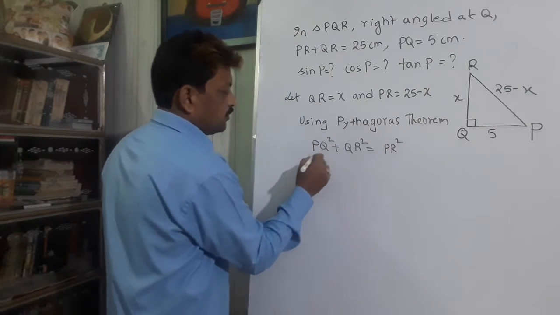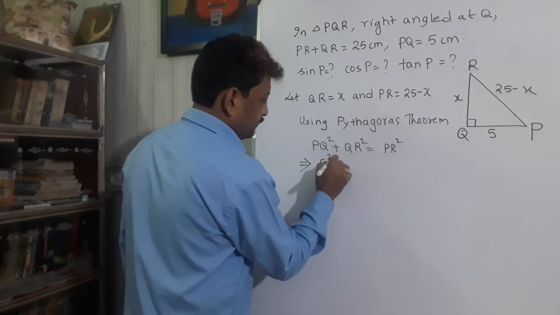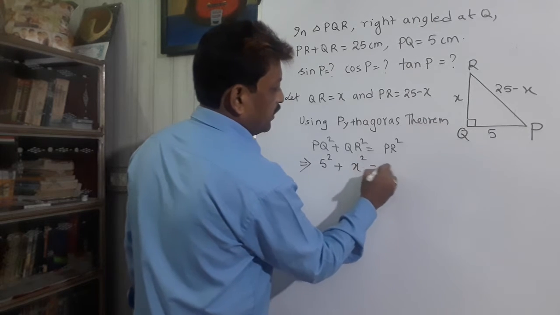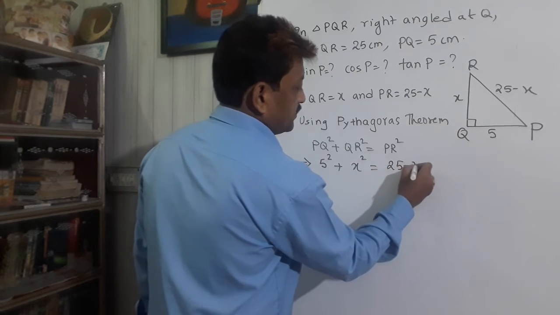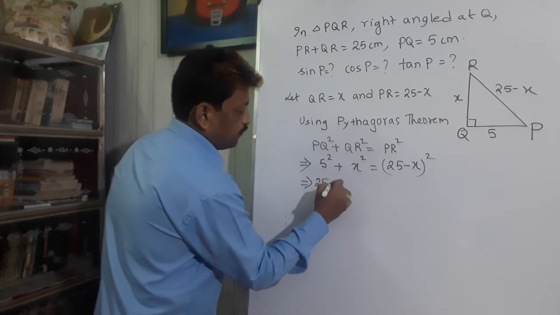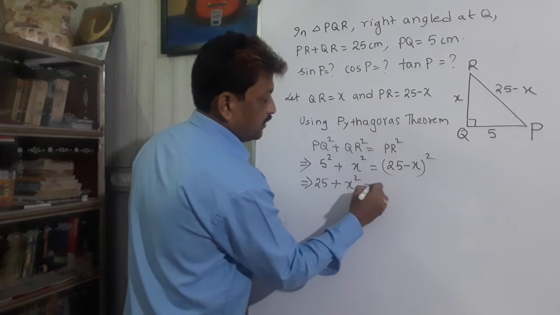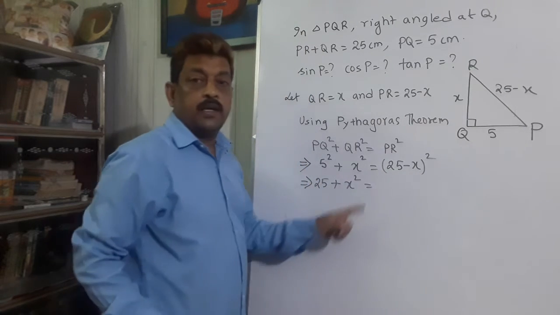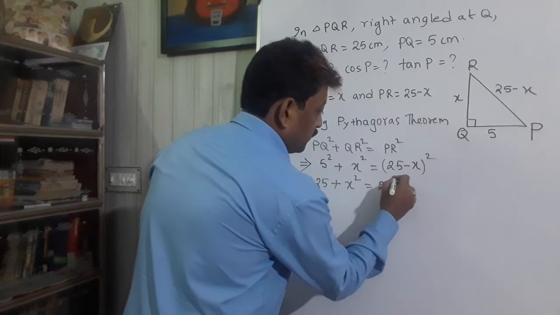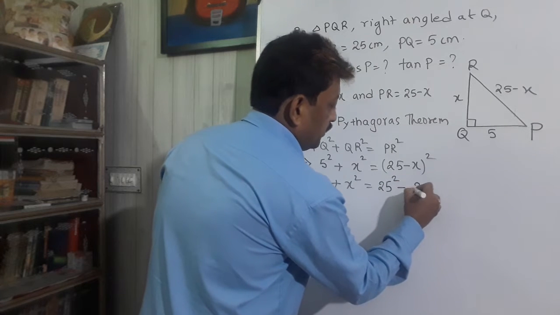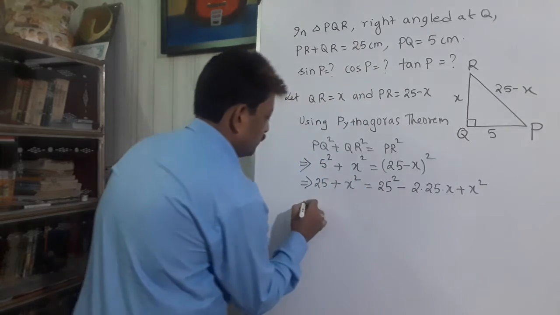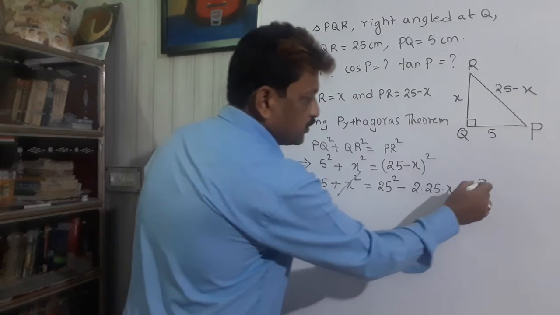Now let me replace the values. PQ is 5 centimeter, so 5 square. QR is X square and PR is 25 minus X whole square. So this is 25 plus X square and this is in the form A minus B whole square. So it will be A square minus 2AB plus B square. So X square will cancel from both sides.